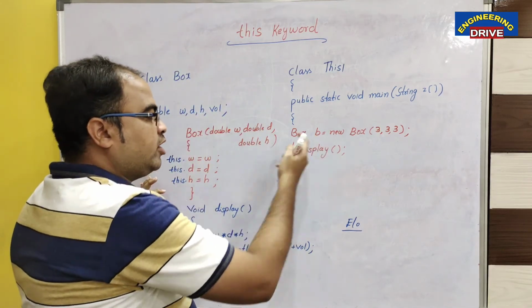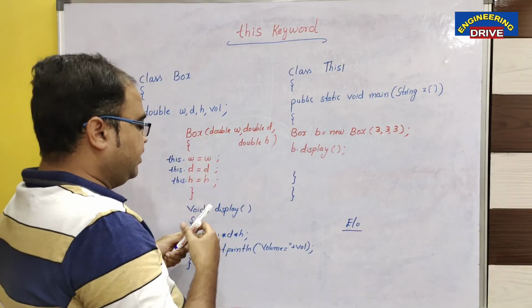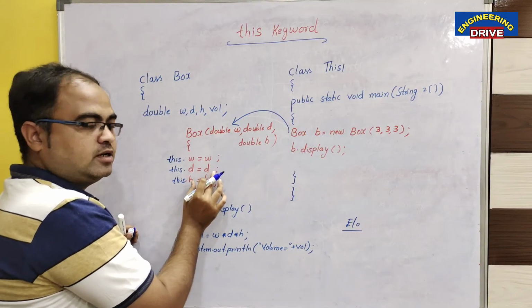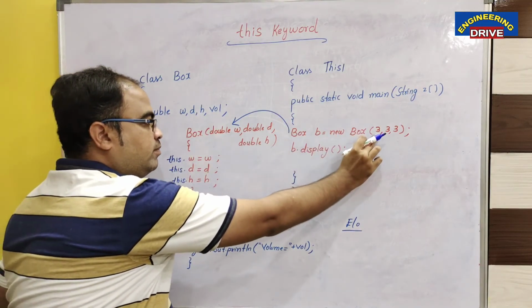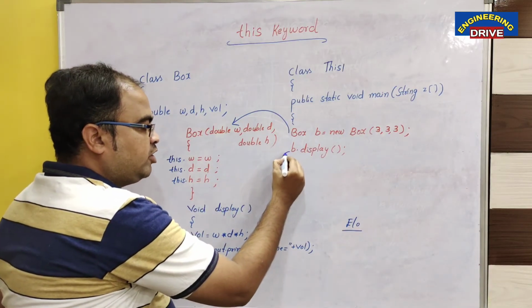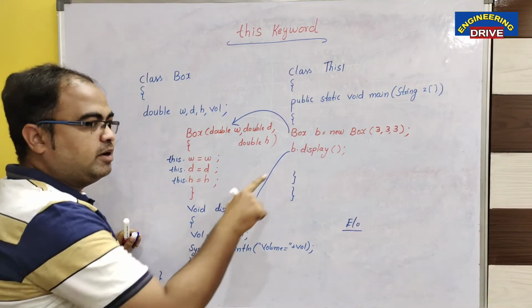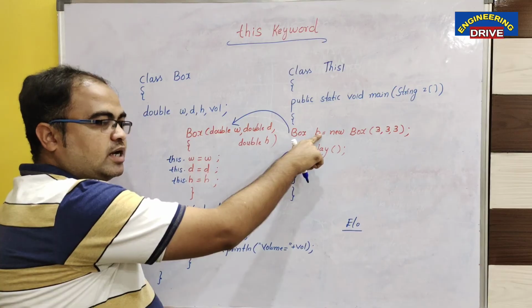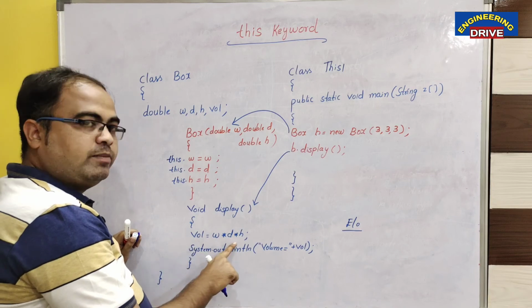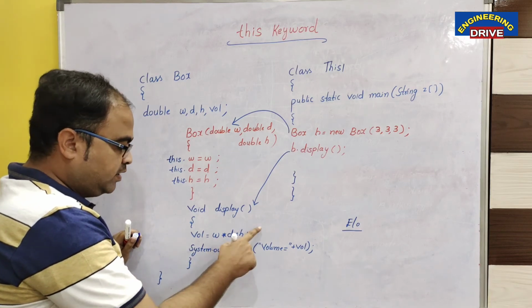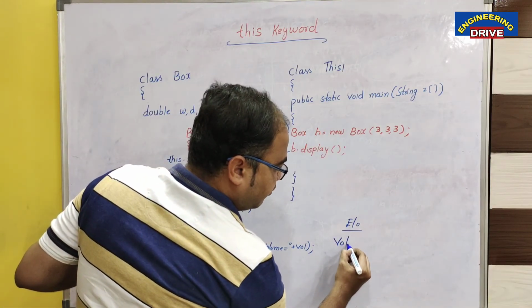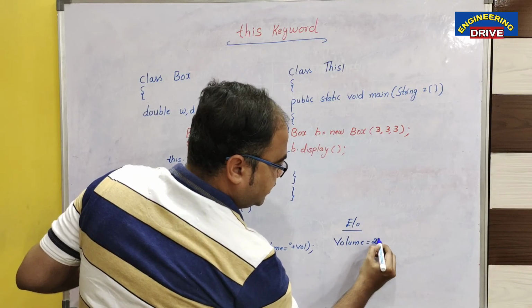Now what happened? Whenever an object is created, constructor will be invoked automatically. So constructor will be called automatically and the values will be assigned. W value will become 3, D value will become 3, H value will become 3. Now next what we are doing, B.display. I am calling the display method by using the object of this class Box. Box class object is B. So control will enter into the display method and volume will be calculated 3 into 3 into 3, that is 27, and I am displaying this output by using System.out.println. So what I will get as output here, volume is equal to 27.